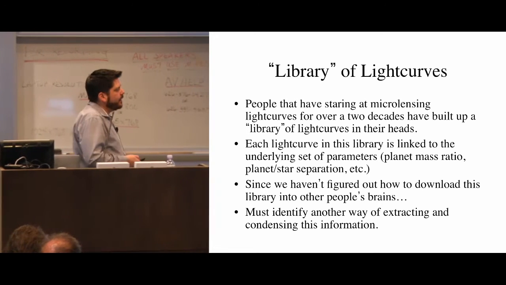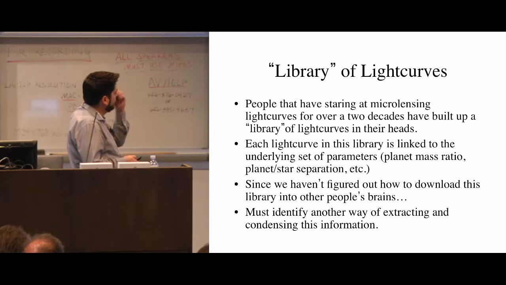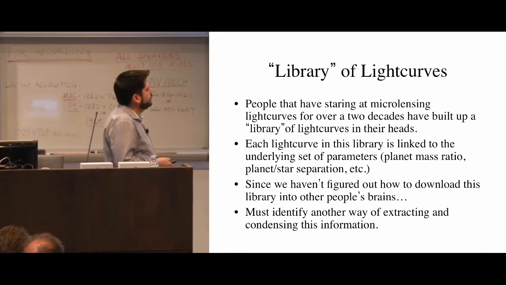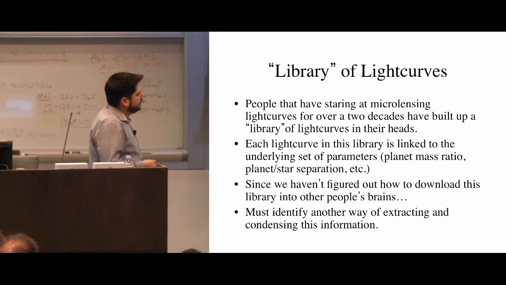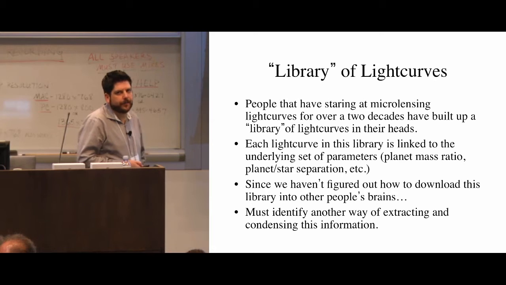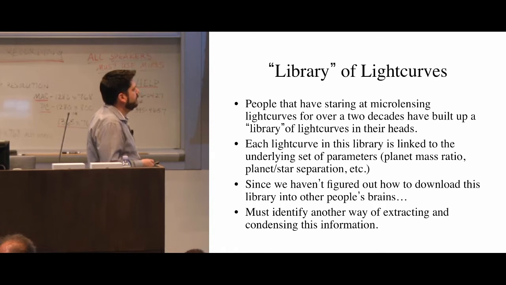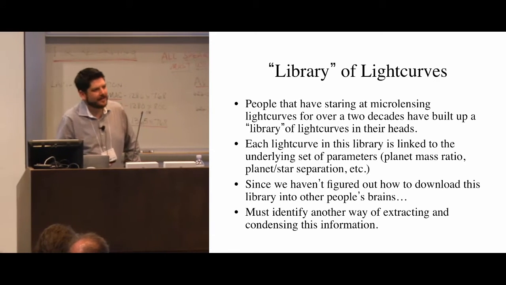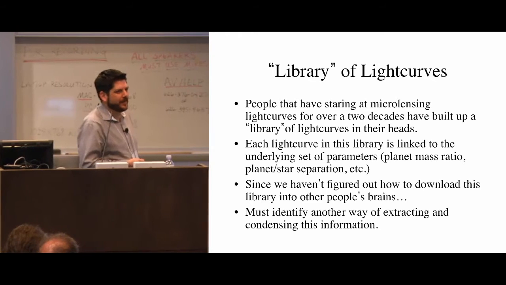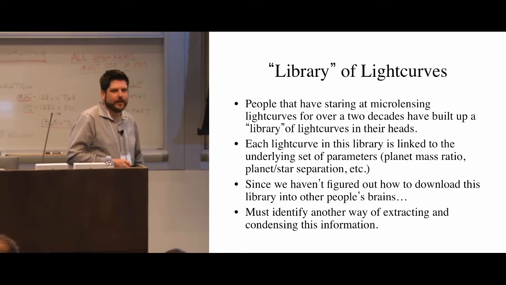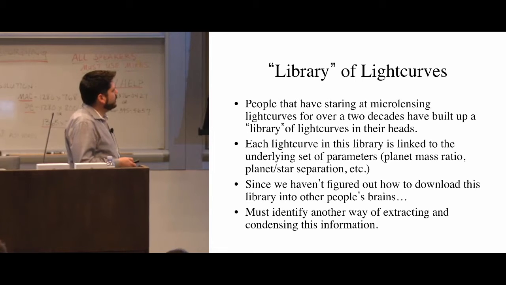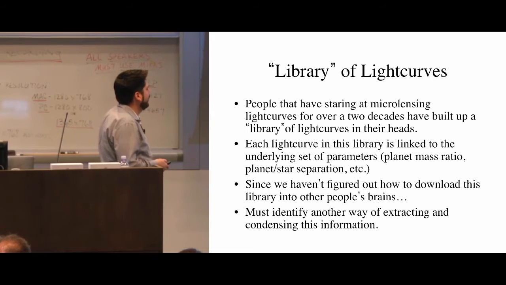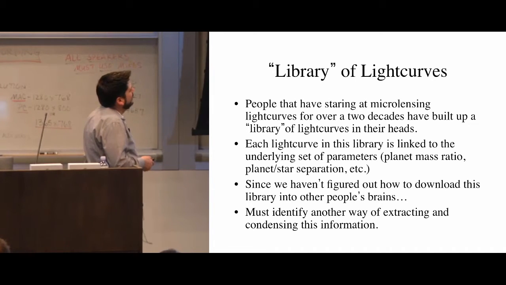So what happened in the early stages of looking for planets and studying binaries with microlensing was that those of us involved in these searches basically looked at thousands of microlensing events with various different parameters, and eventually, in the neural net sense, literally the neural net sense, we developed the connection between those canonical parameters and the observables in our head. Unfortunately, it's not so easy to download someone's brain and therefore figure out how this neural network works.